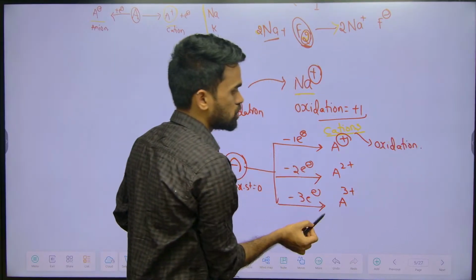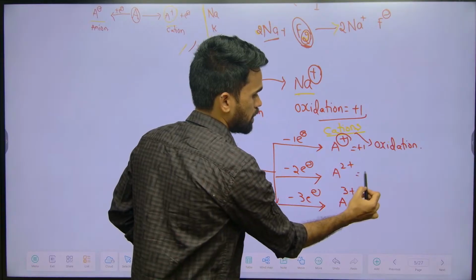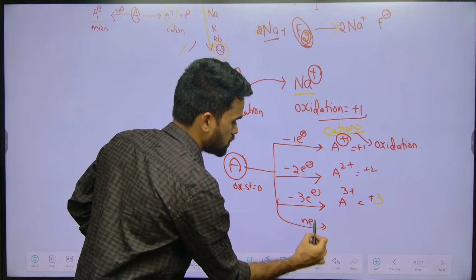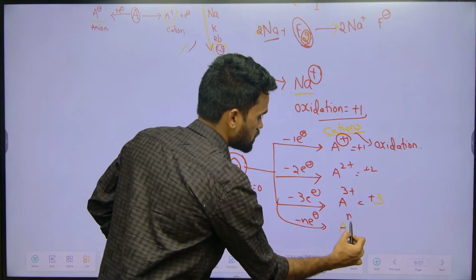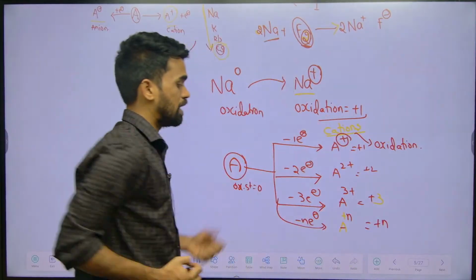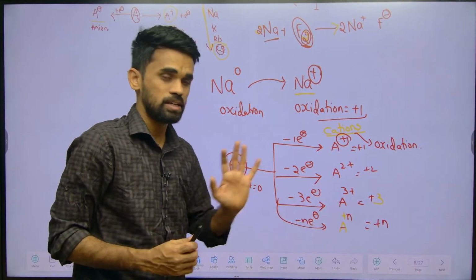So now what are the oxidation states here? You are seeing +1, here it is +2, here it is +3. So if it is losing some n number of electrons, then the oxidation state will be +n. So the oxidation state becomes +n. If it is losing 4 electrons, it becomes +4. Like that you can understand.